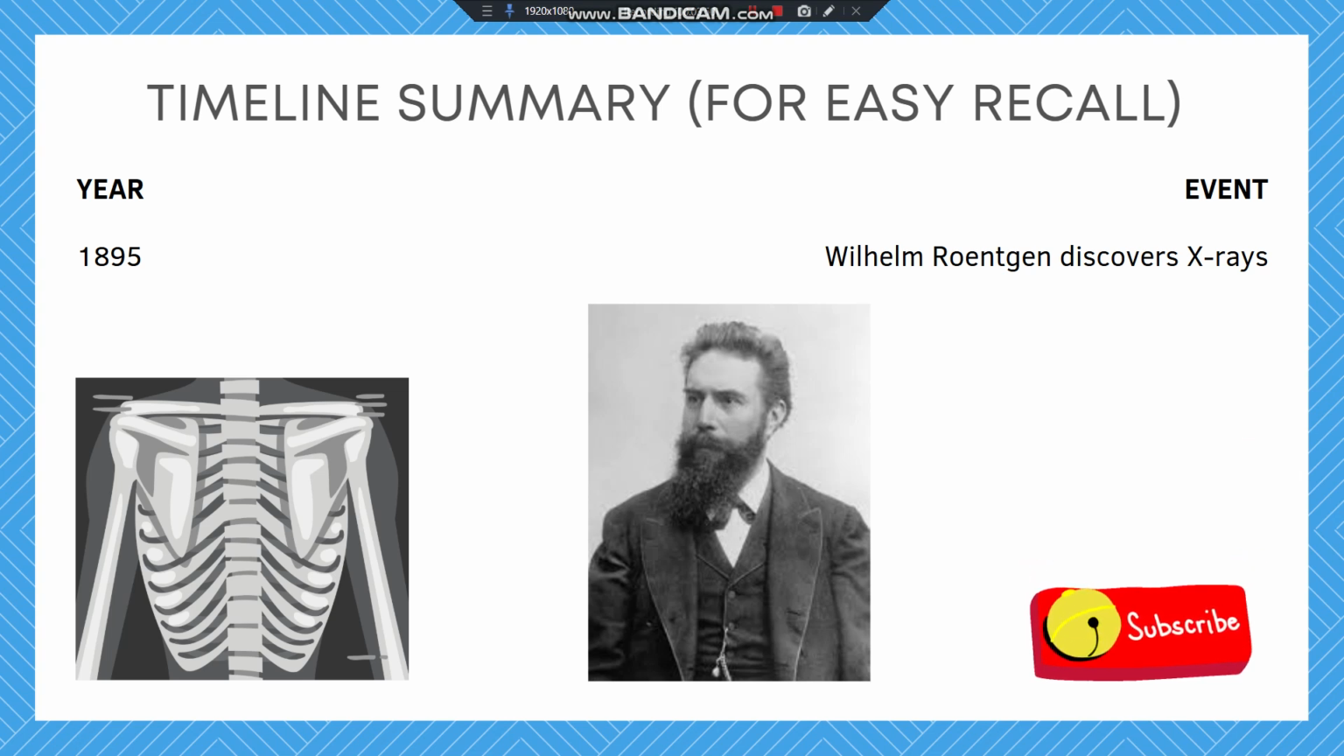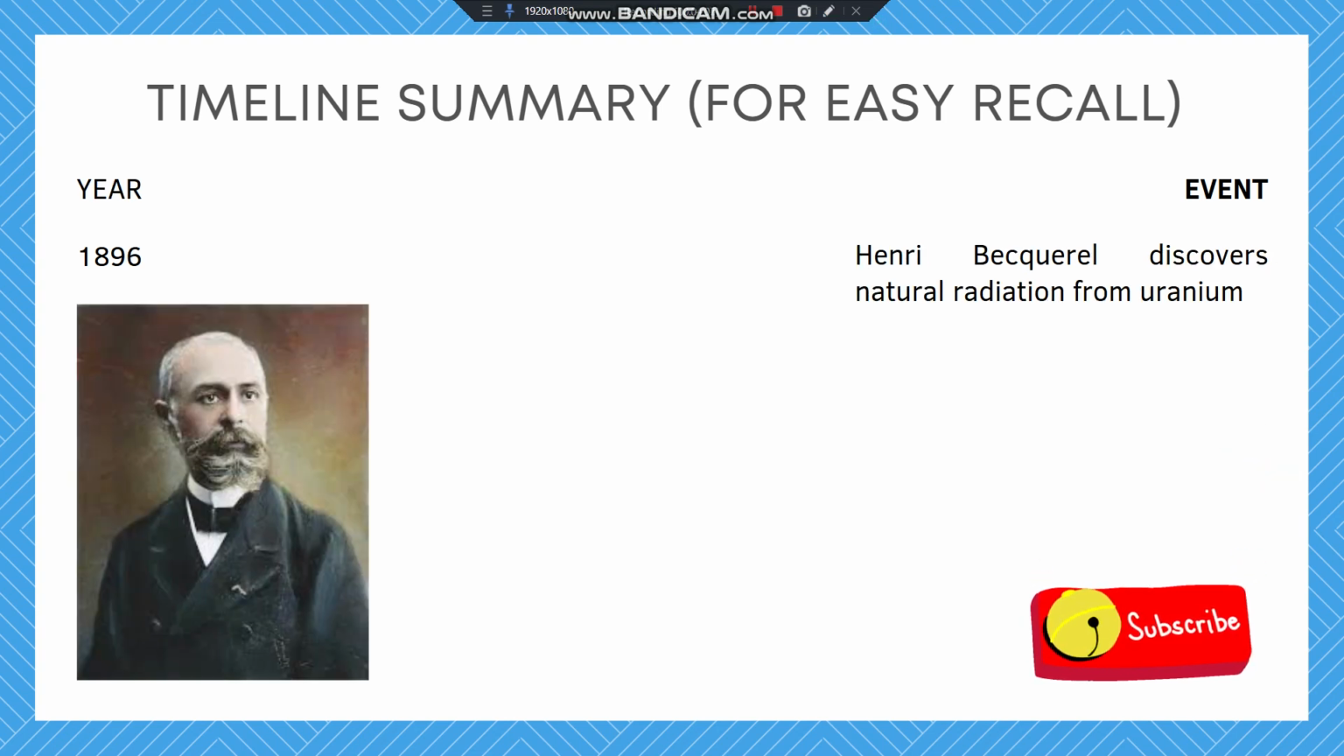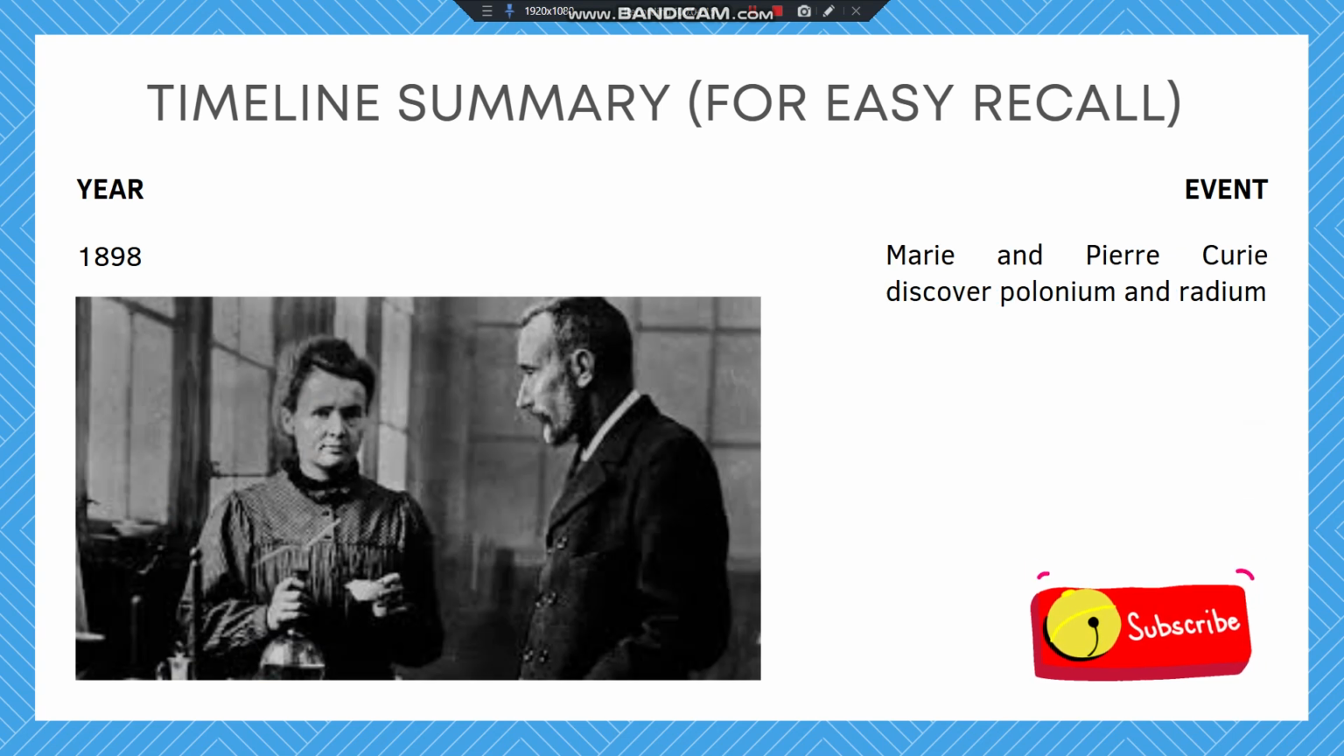So here is a timeline summary for you to easily recall the events that lined up to what we have today. First of all, in the year 1895, Wilhelm Röntgen discovered X-rays. In the year 1896, Henri Becquerel discovered natural radiation from uranium. That was the first experience of radioactivity that we saw. And then in the year 1898, Marie Curie and her husband discovered polonium and radium.